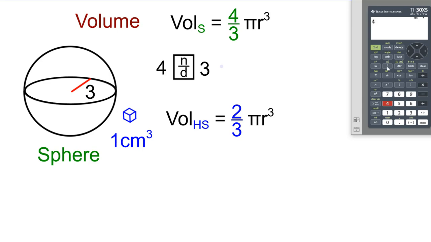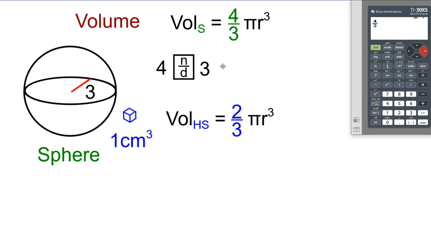So I'm going to do 4 numerator over denominator thirds, and if you can use that button on the calculator, it'll make sure that you put it in right and that you get the right answer. So we're going to do 4/3 and then pi times the radius cubed. Now I want to leave my answer in terms of pi, so I'm not going to put the pi in the calculator. I'm just going to leave it in my answer at the very end.